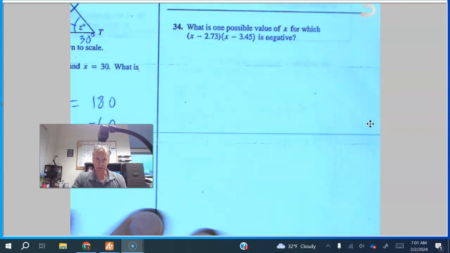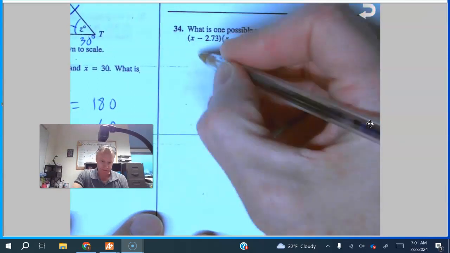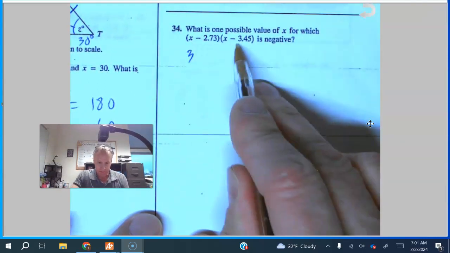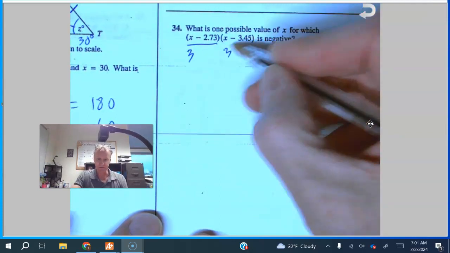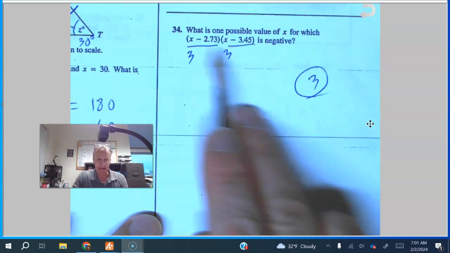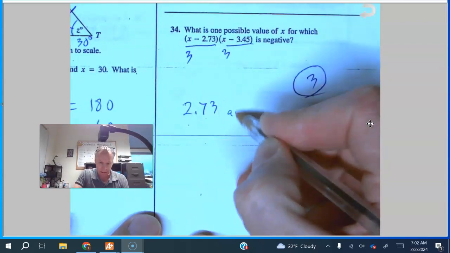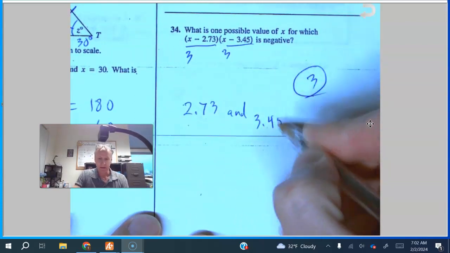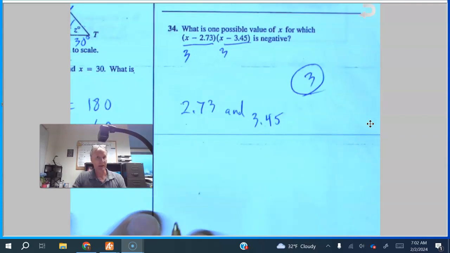So think about a number you're going to choose, put it in. I'm pausing for a second to do for the Ed puzzle. So I'm going to pick 3 just as an example. This 3 will make this piece positive over here, and it'll make this piece negative. So 3 is an answer. I could pick any decimal that is between 2.73 and 3.45. Now it can't be equal to these because then I'd get 0. But anything in between there would work. Any number at all.